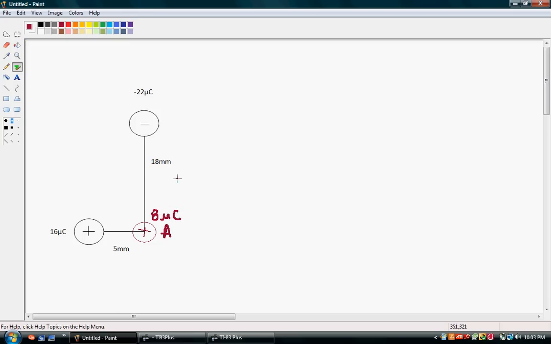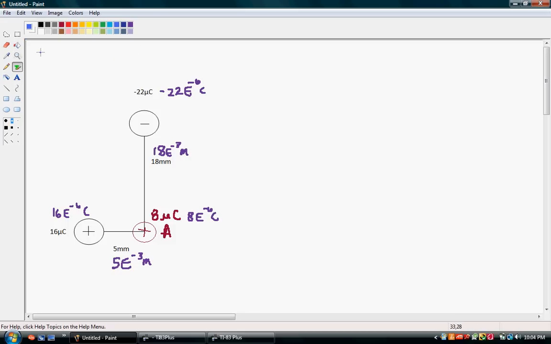Alright, so the first thing that we want to do is convert everything into base units so that we can work with them a little bit easier. This is going to be a negative 22 e to the negative 6 coulombs. This is going to be 18 e to the negative 3 meters. This will be 5 e to the negative 3 meters. And this will be 16 e to the negative 6 coulombs. And this one will be 8 e to the negative 6 coulombs.